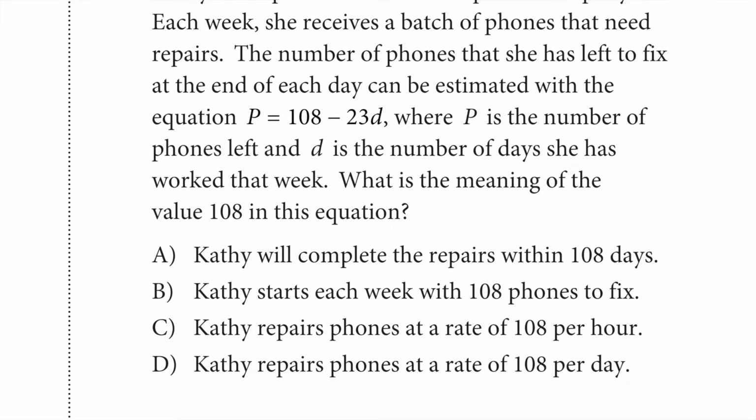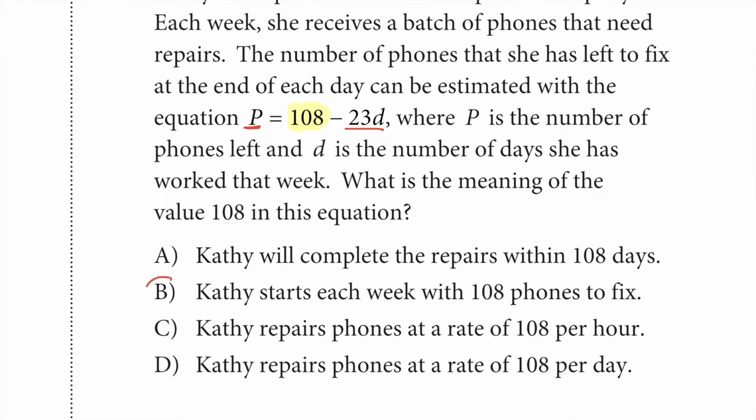Well, the given information tells us that Kathy completes 23 phones per day, and that P is the amount of phones she has left. So we have this number 108, and we're subtracting from it the amount of phones she does in a day. So 108 must be the amount of phones she starts with every week. So the answer is B.